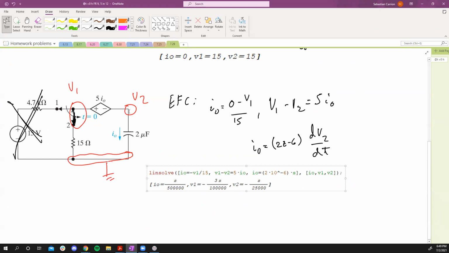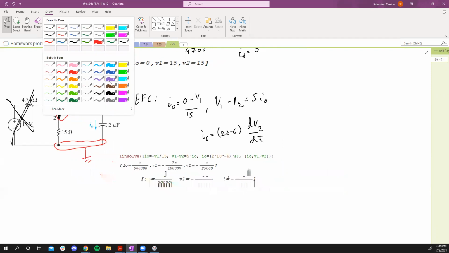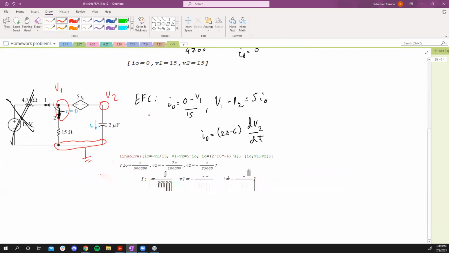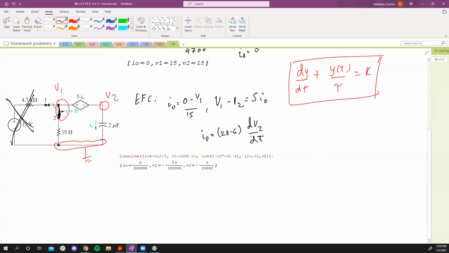Yeah, let's go with V2. We generally want to have a negative here; it gives us a good indicator. So I'm going to rewrite our equation: dy/dt plus y(t) over tau equals k. Through V2, we're going to find i0.